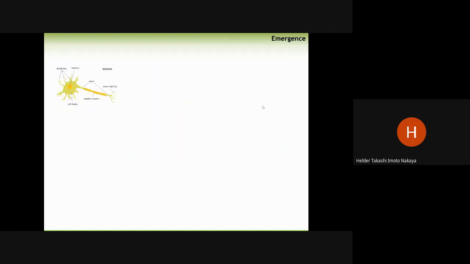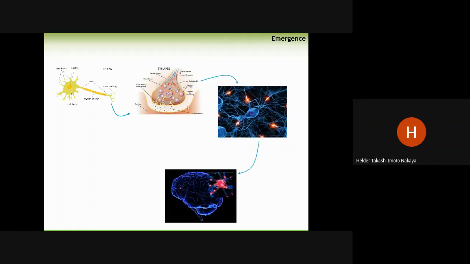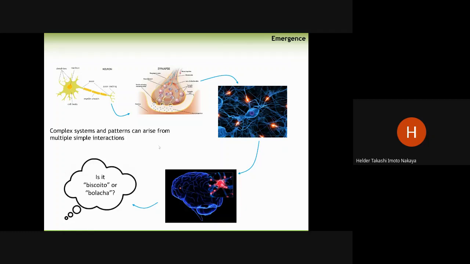Another way of exemplifying emergence is if you think of a neuron that can connect to another neuron through a synapse, and that's going to be part of a nerve, that's going to be part of a brain. So when you connect a lot of simple components, and you use millions and millions of interactions, complex things such as thoughts can emerge, okay? So complex systems and patterns can arise from multiple simple interactions. So this is the emergence that happens in systems biology.